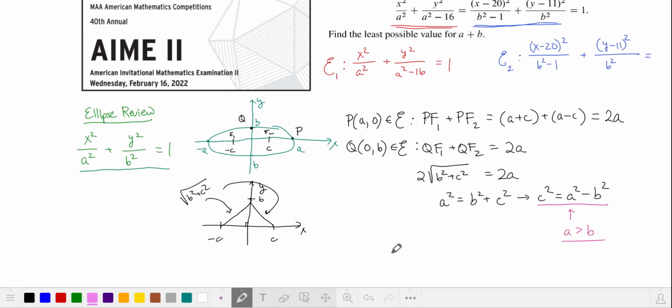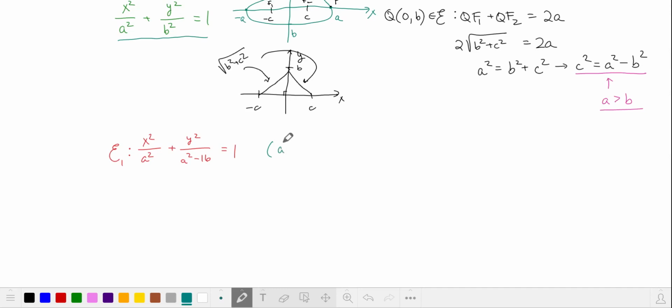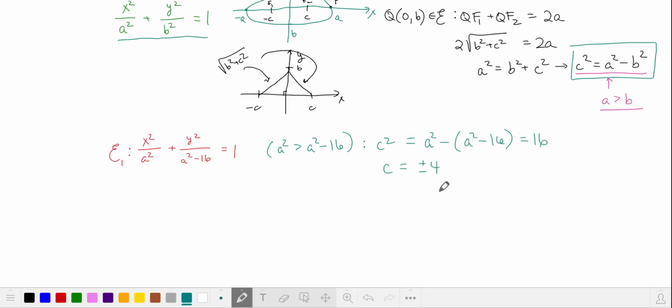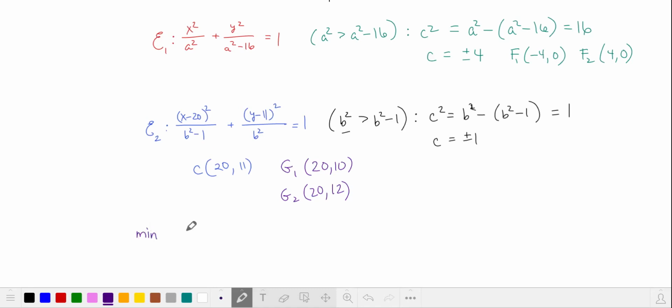Let's return to ellipse 1. In ellipse 1, since a squared is greater than a squared minus 16, we have that c squared is equal to a squared minus 16, which means our foci are 4 to the left and 4 to the right of the center. The problem asks to minimize a plus b in these equations.